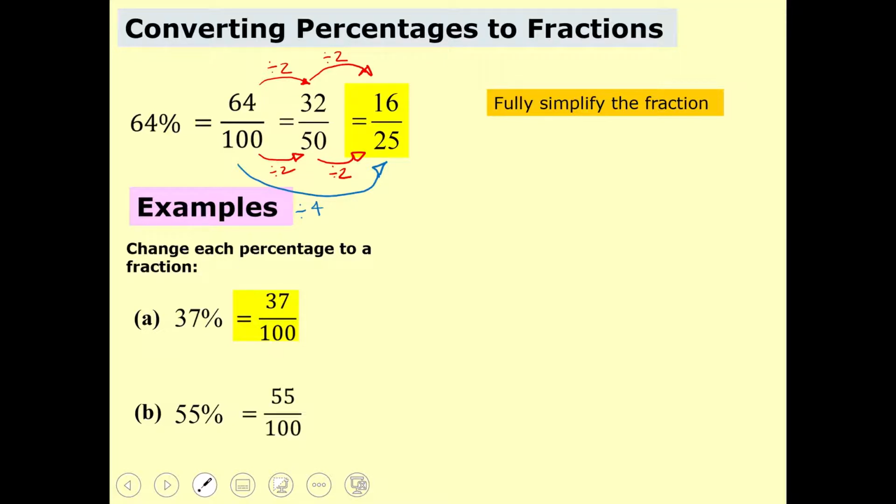Just write it straight as a fraction over 100. Let's look at it and decide, can we simplify this fraction? And we can indeed by dividing top and bottom by 5. So here we've divided the top by 5, and whatever you do to the top, you have to do to the bottom.